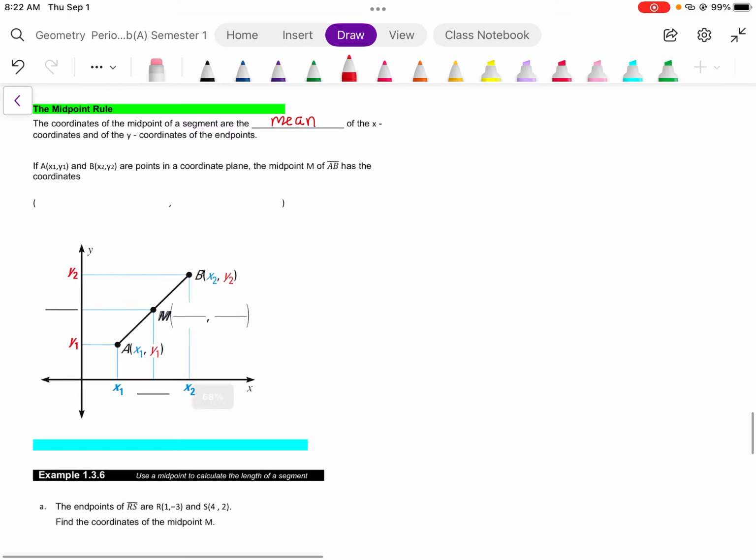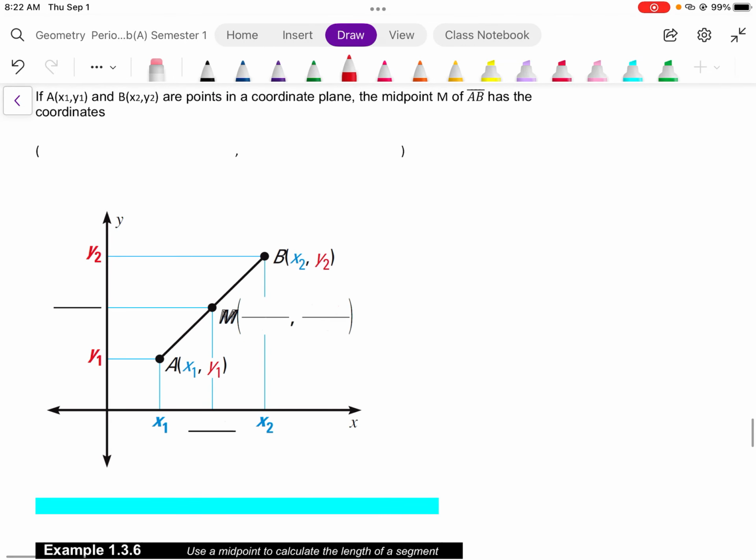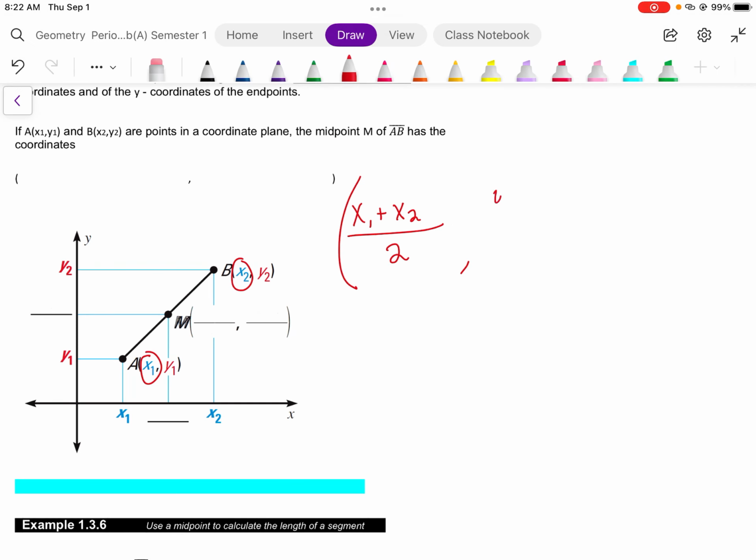So if we look at this diagram, what we are going to do is take the x's and add those together, so x1 plus x2, and then we would divide that by 2. And we would do the same thing for our y values, y1 plus y2, and then divide by 2.